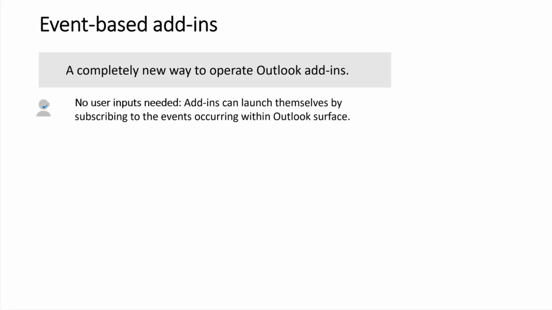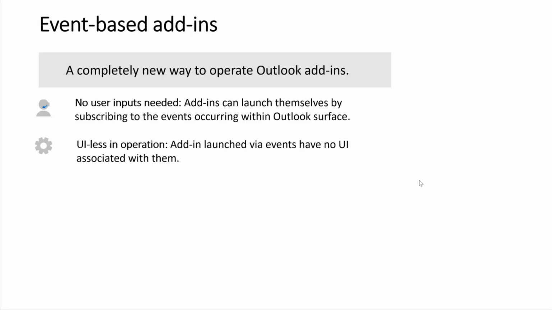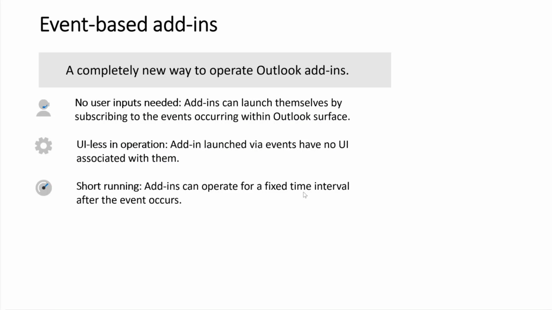They require no user input to be activated. Your add-in will activate when certain events happen. They are UI-less in operation, so the add-in is launched via an event. They're supposed to be short running. This is an intent that the feature has. We don't want an add-in running permanently in the background as we used to have in BSTO, because that to some degree degrades the experience a little bit in Outlook. So the idea here is that the event happens and you perform some action, and then the add-in can shut down.